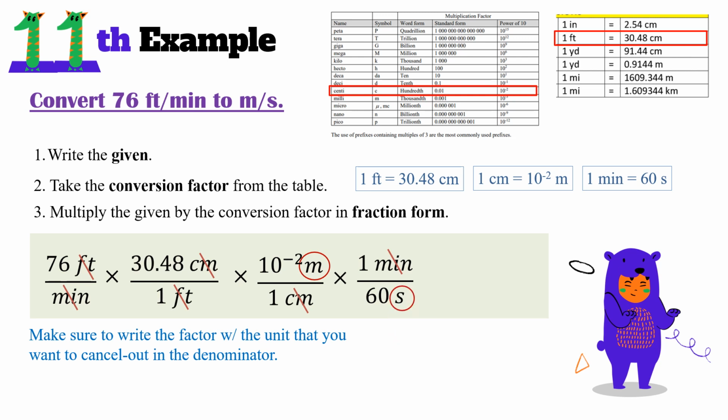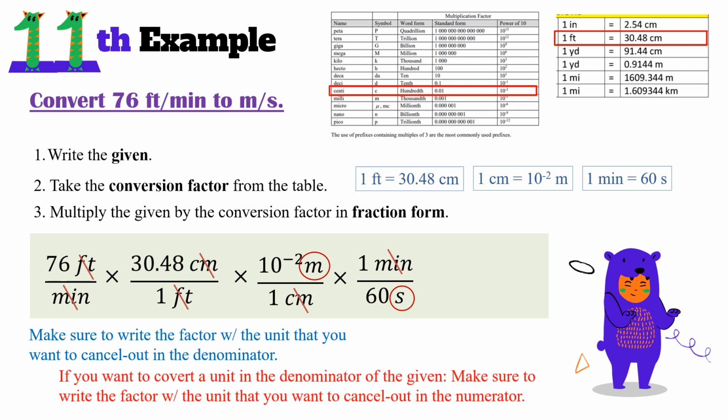So note that if you want to convert a unit in the denominator of the given, take for example the minutes from our given, make sure to write the factor with the unit that you want to cancel out in the numerator. So in this case, it's the opposite of what we were doing in the previous examples. So you have now 1 minute over 60 seconds. So minute will cancel out. You will be left now with seconds. So your unit now here is meter over seconds, or m over s. That's the unit for speed.